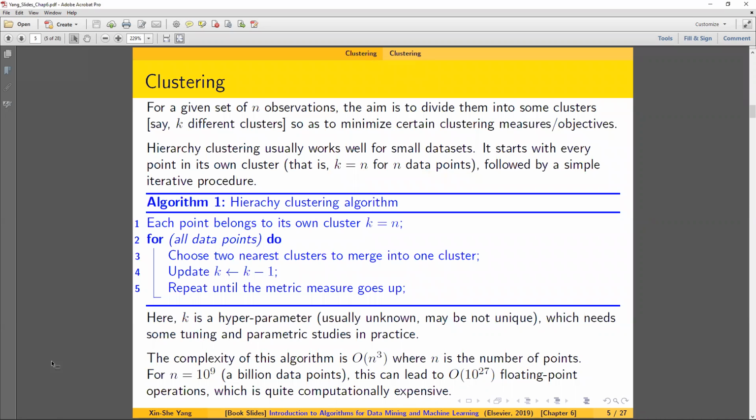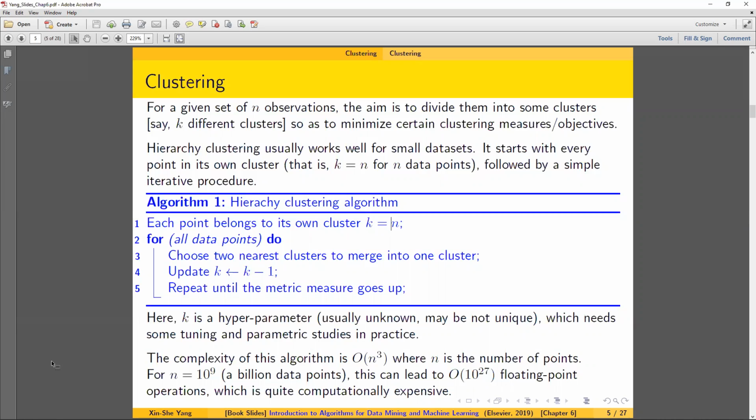Let's take a look at clustering. So what is clustering? Clustering is trying to divide a set of n observations into some clusters, for example, k different clusters, so as to minimize certain clustering measures or objectives. So you should be aware that for clustering, there is no label for your data. In other words, there is no dependent variable. You do not know which point belongs to which type of cluster.